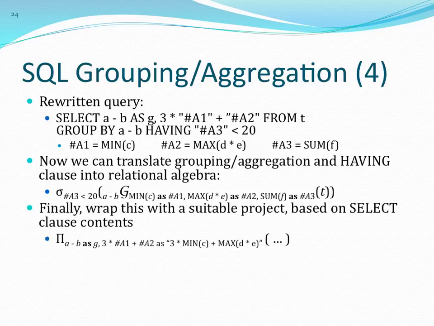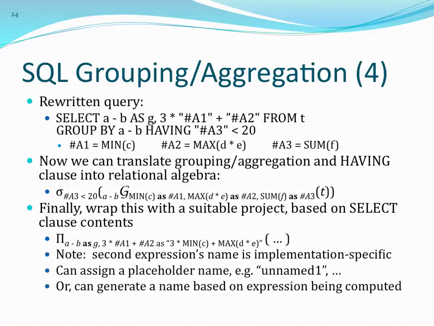Okay. Then we just wrap it with a project. So again, for the sake of slide space, I didn't do that, but you can see we have project. We just follow the select clause. A minus B is G, because we wanted to give it a name. 3 times A1 plus A2 as, and then we give it some name. Because you'll notice here we didn't name it. The provider of the query didn't provide a name for that weird 3 times min C plus max DE. So we have to figure out what to call it.